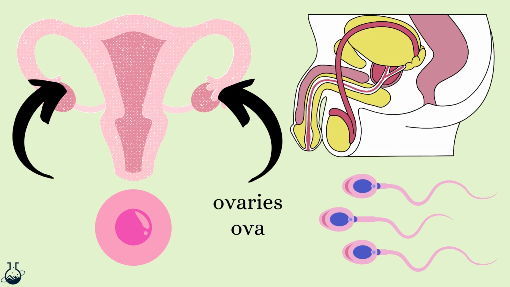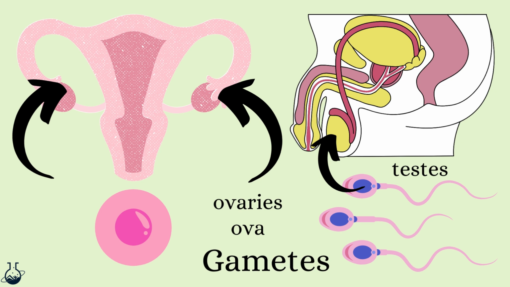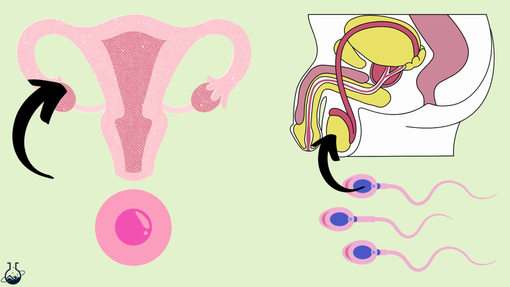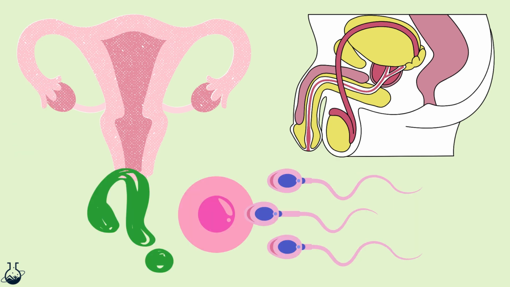To quickly recap on our previous videos, eggs are produced in the ovaries. Two of them are called ova, and sperm are produced in the testes. Egg and sperm cells are known as gametes, the human sex cells. Produced in two different places, so how do they actually meet?